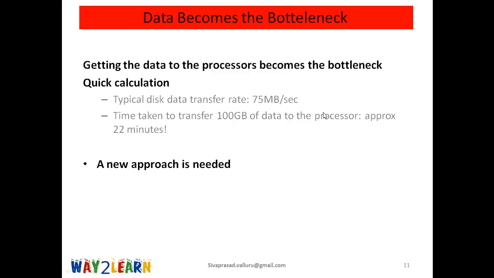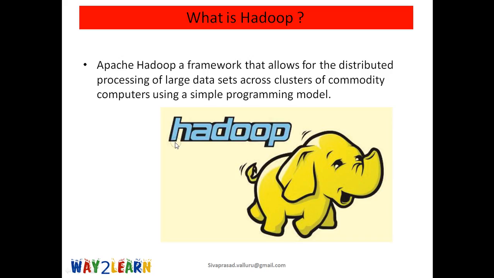If you take a quick calculation, if the disk transfer rate is 75 MB per second, which is very high, the time taken to transfer 100 GB of data to the processor will be approximately 22 minutes. So 22 minutes for processing 100 GB of data is not acceptable. We need a new approach. What is the new approach? Yes, Hadoop can help you.